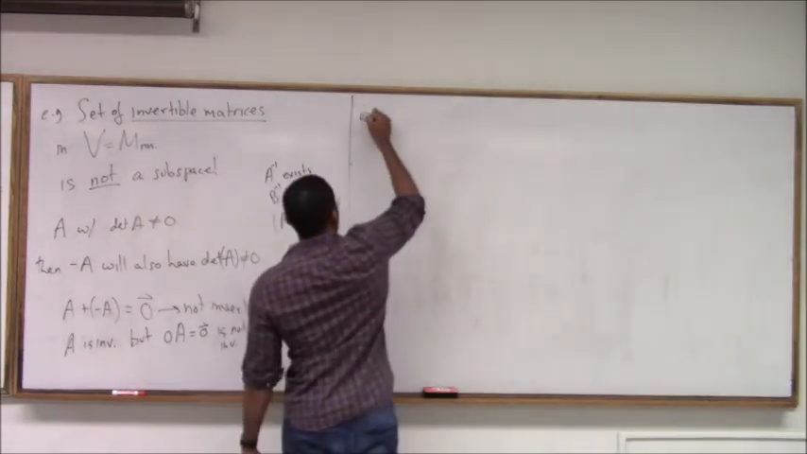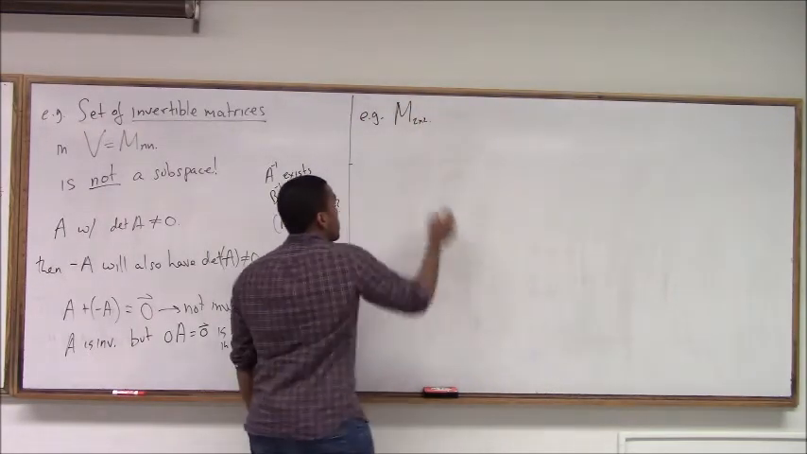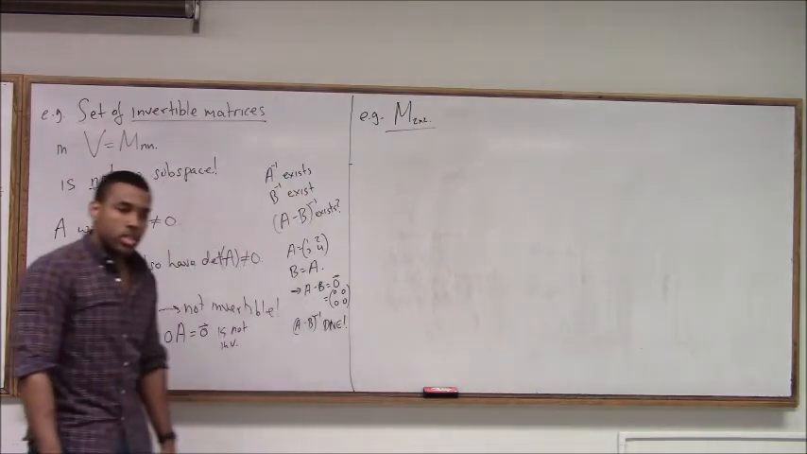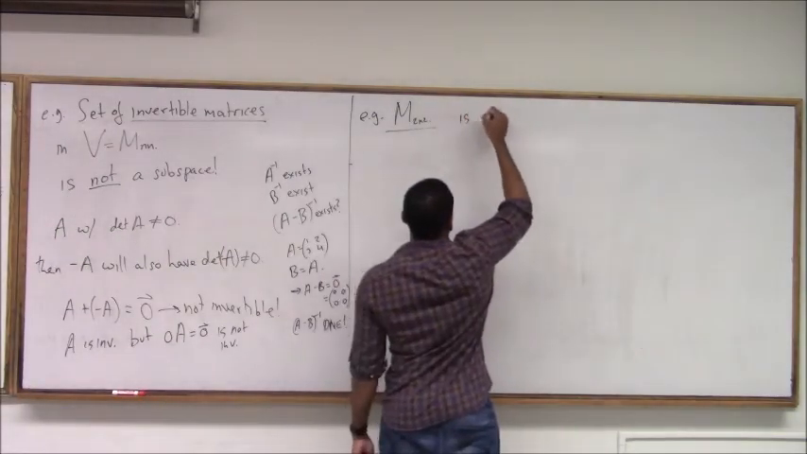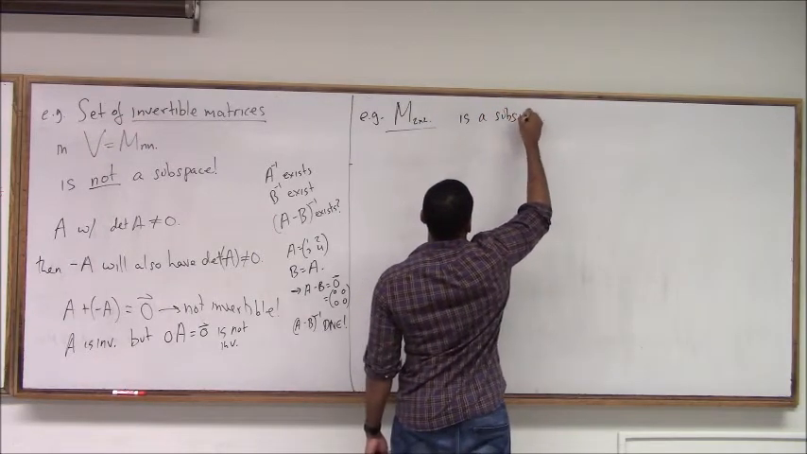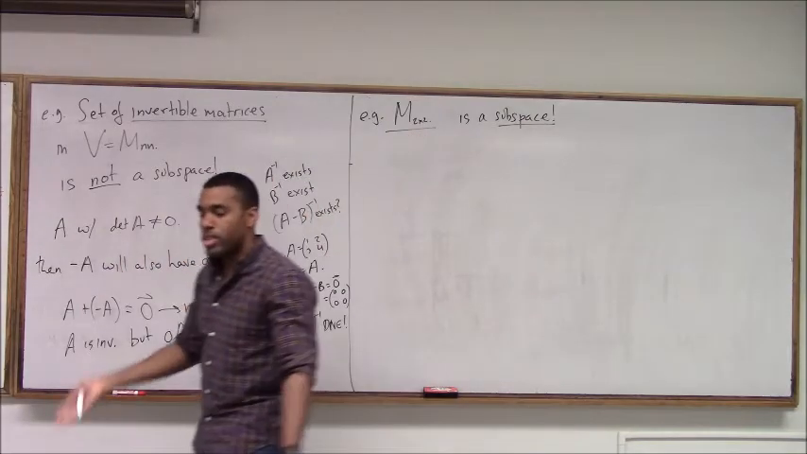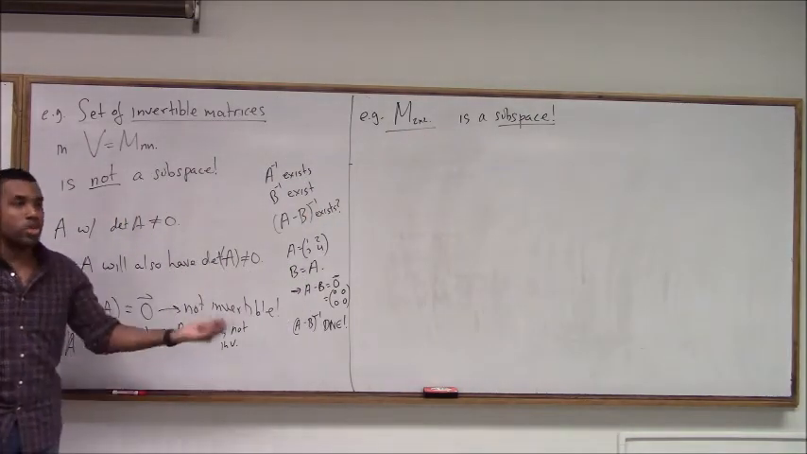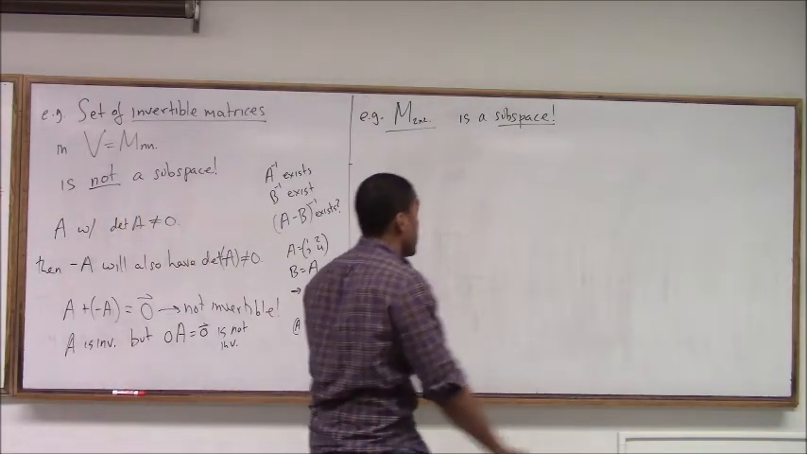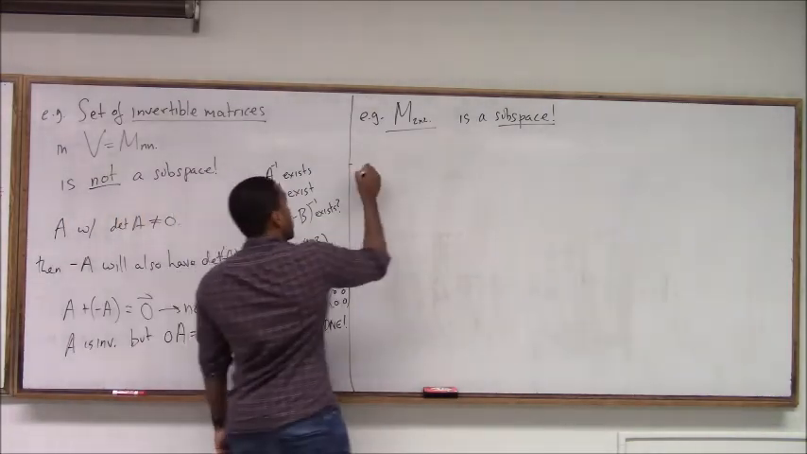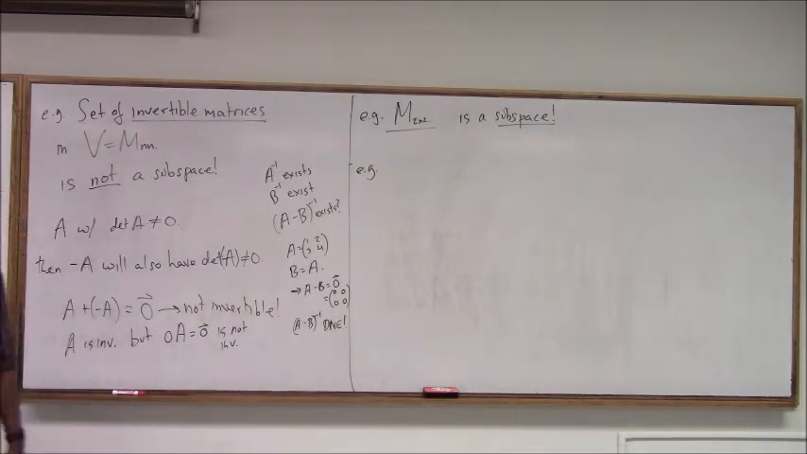So let's look at, say, the set of 2 by 2 matrices. Right? Square matrices of a certain size. This is a subspace. Why? Because if I add two 2 by 2 matrices, the result is a 2 by 2, and if I multiply a 2 by 2 by a scalar, the result is a 2 by 2. It's closed under addition and scalar multiplication, so it is a subspace. Other examples.